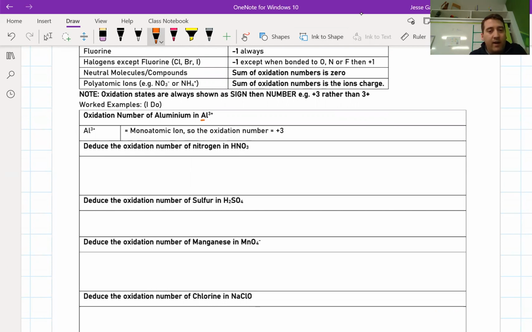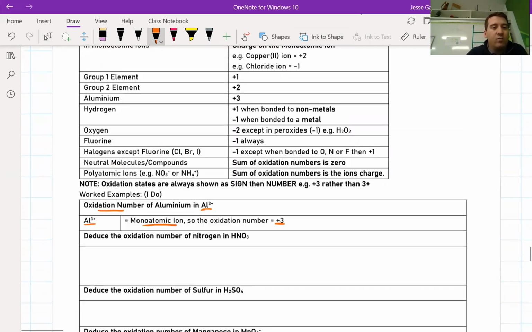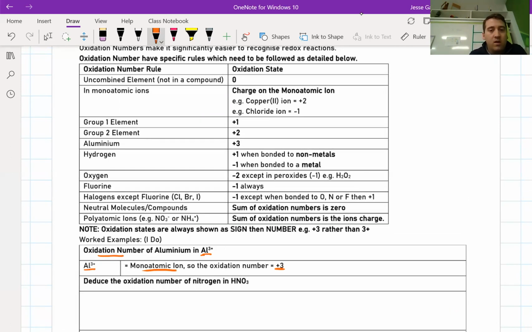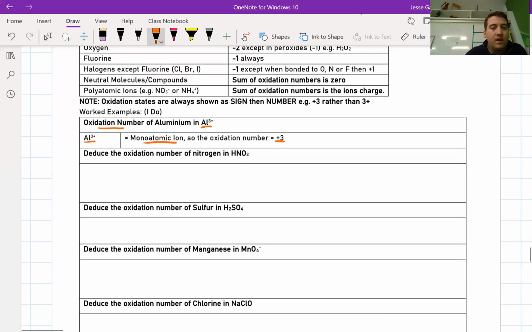All right, the first one here is, what's the oxidation number of aluminium in Al+3? This one is very easy, it's done for us already. Al+3, the rule here is that this is a monoatomic ion. It's a single atom with a charge. So the oxidation number has to be equal to the charge on the ion. So it's +3. That one's very easy. And it's this rule, where, here, monoatomic ion, the charge on the monoatomic ion is equal to the oxidation number. Let's do the next one.